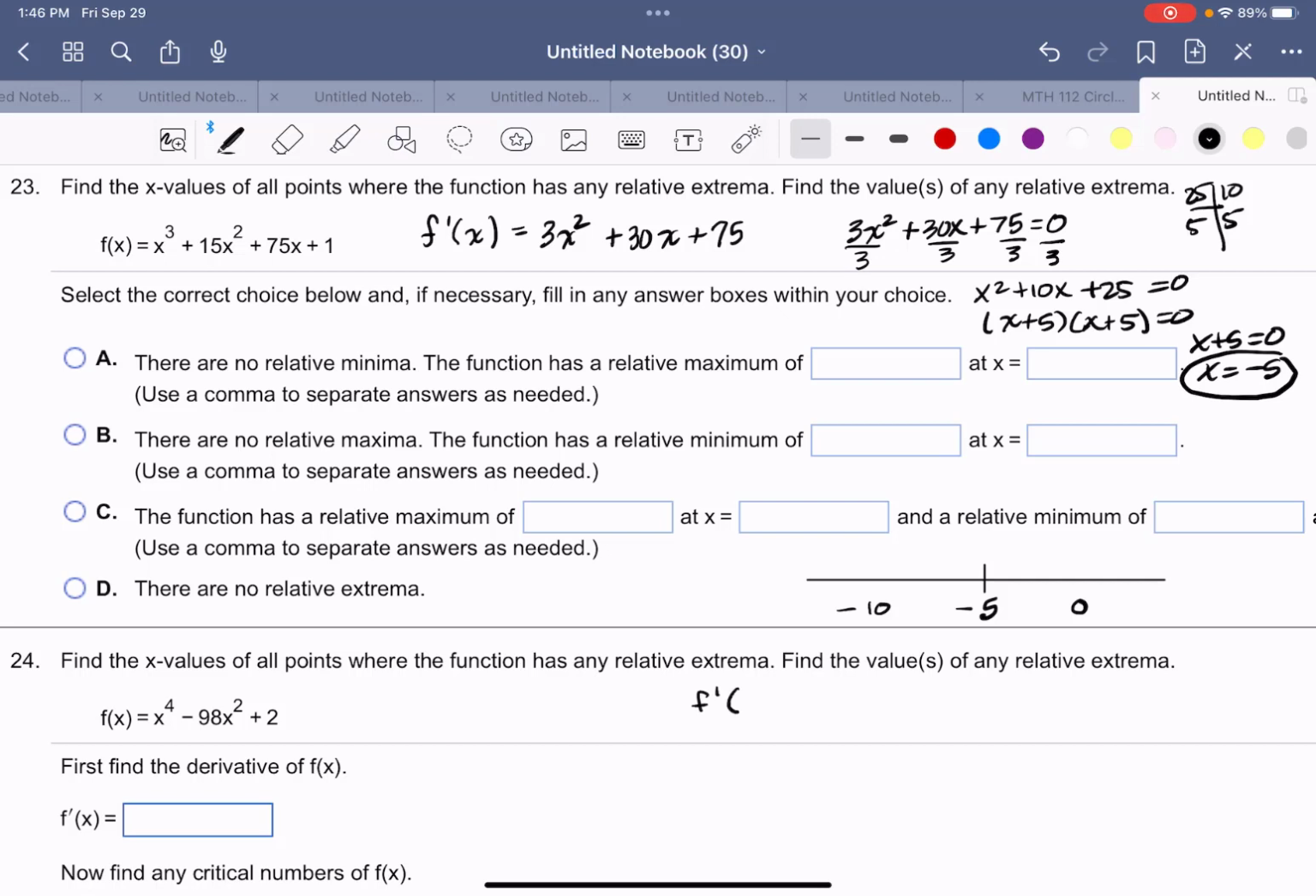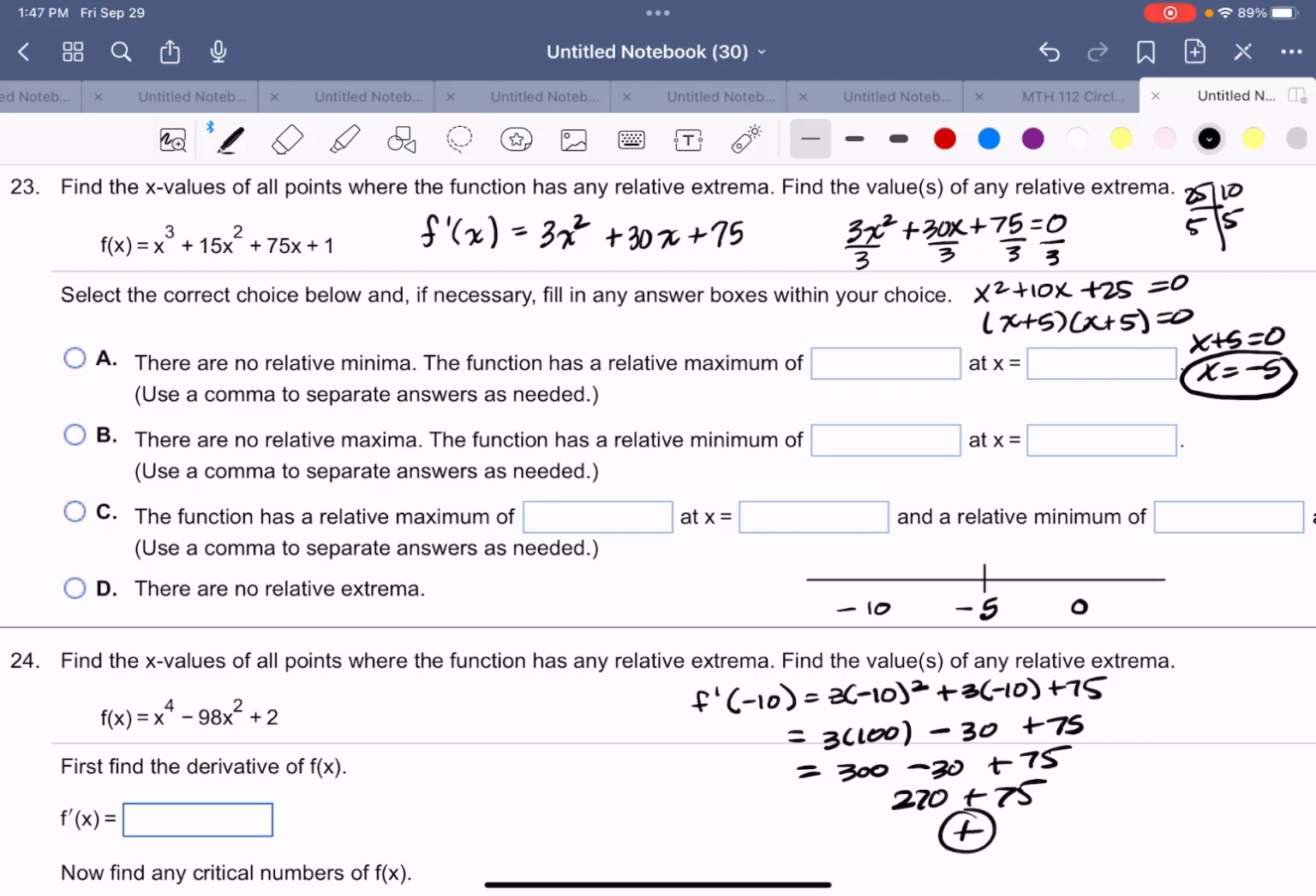So f prime of minus 10 is 3 times minus 10 squared plus 30 times minus 10 plus 75. That's 3 times 100 minus 30 plus 75. 300 minus 30 plus 75. And again, we really don't have to go all the way. I can see that this is going to be a positive number. So it is positive on the left.